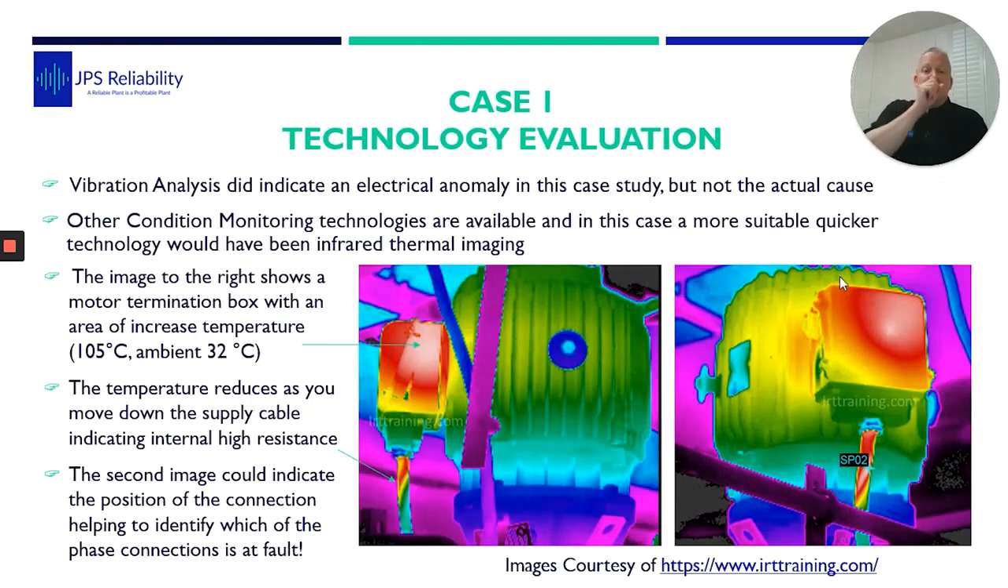But here's an image I got off my good friend Austin Dunn from the IRT training. So if I had a thermal camera on this particular job, then if you scan the motor, this is what I would have seen for sure. This shows you our terminal box at 105 degrees, 30 degrees ambient. And one important thing to note is, as the temperature comes down here, it reduces, so you know it's not overloading. There's a problem here, and from this image you can probably say it's a connection up there.